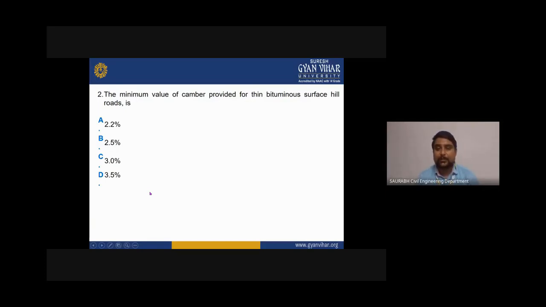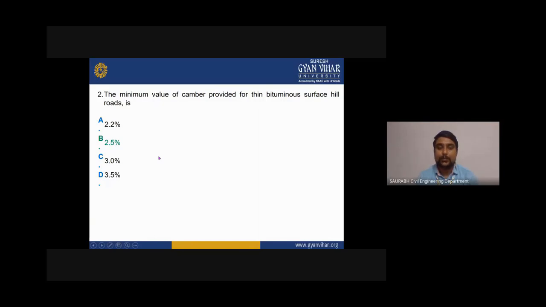The minimum value of camber provided for a thin bituminous surface on a hill road. This is also a very important question. Camber is the sideways slope of a road. It may be different in flexible pavement and in rigid pavement. Here it is asking the minimum camber for thin bituminous surface in a hill road. The options are 2.2, 2.5, 3.0, 3.5, and 2.5 will be your right answer.